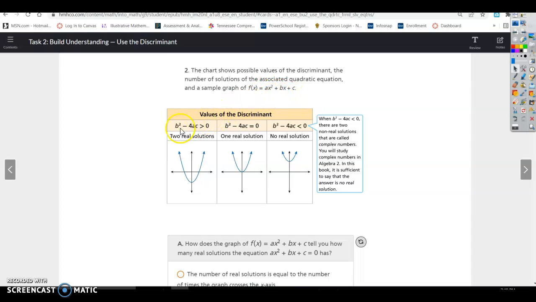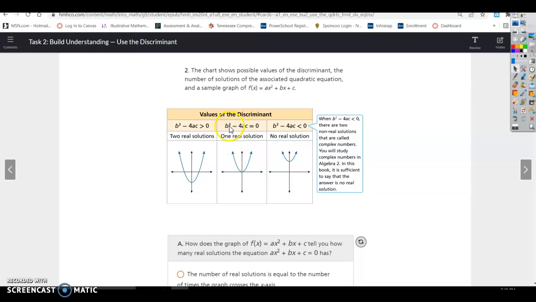So the discriminant again is b squared minus 4ac. If the discriminant is positive, greater than 0 just means positive, it's going to have two real solutions. If you look at the graph, you're going to see that it crosses in two places. So it crosses the x-axis in two places, so it will have two real solutions. Remember, your solutions are x equals whatever those solutions are.